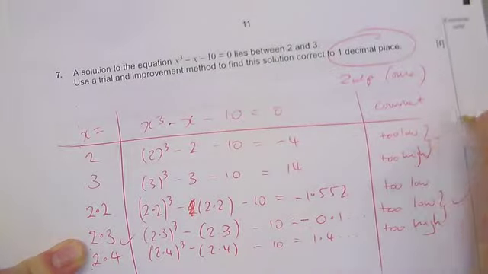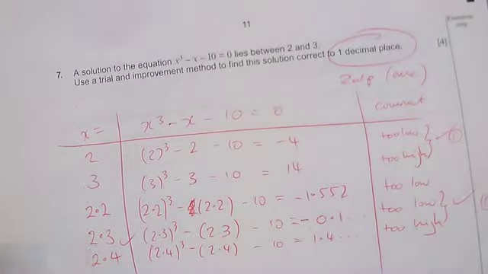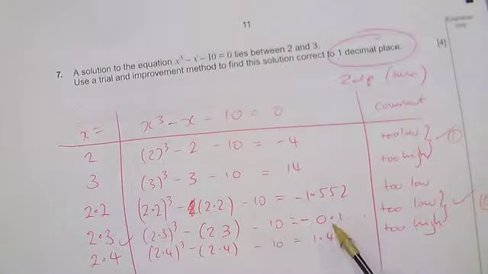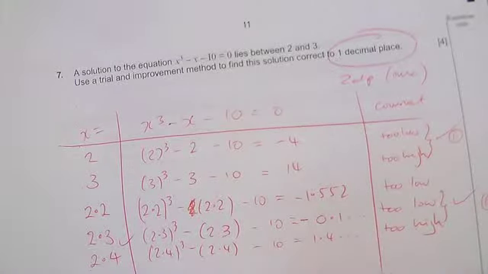So this was my first mark, doing the numbers they said, that's my second mark. If I now look at that and say, look, that answer is clearly closer to 0 than that answer, so x equals 2.3 to 1 decimal place, no more marks.